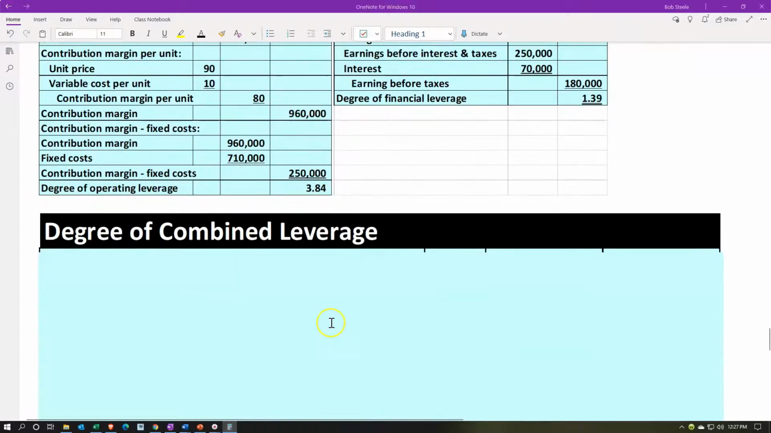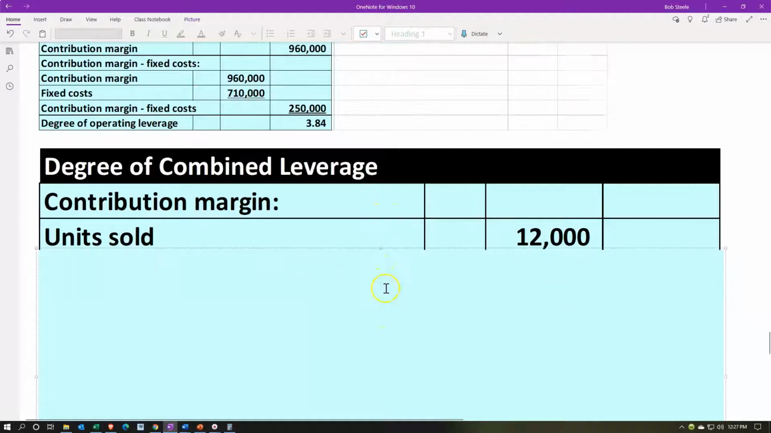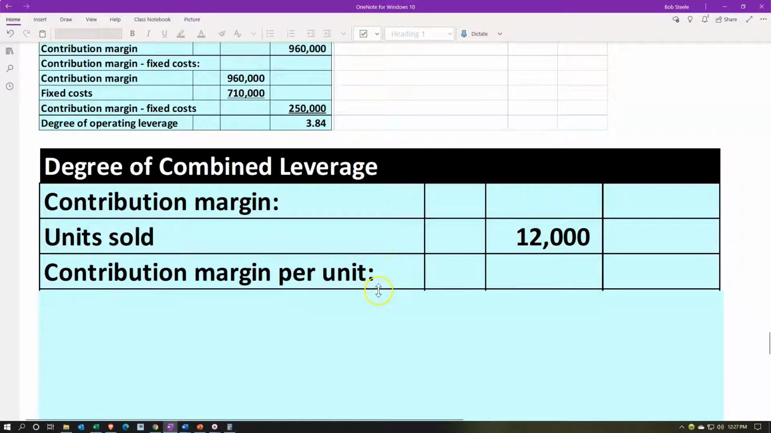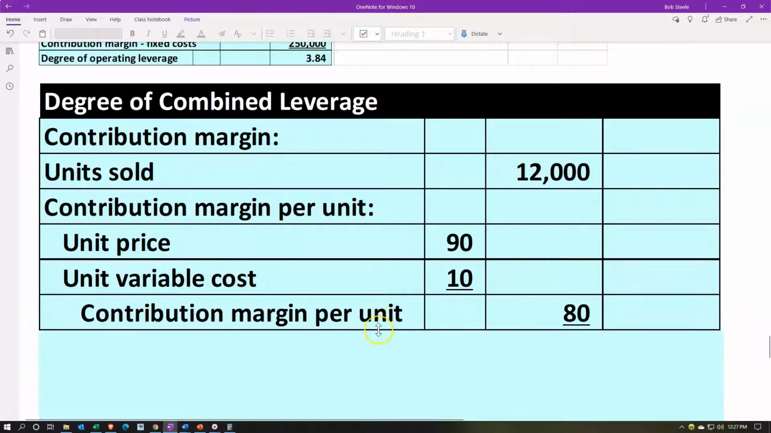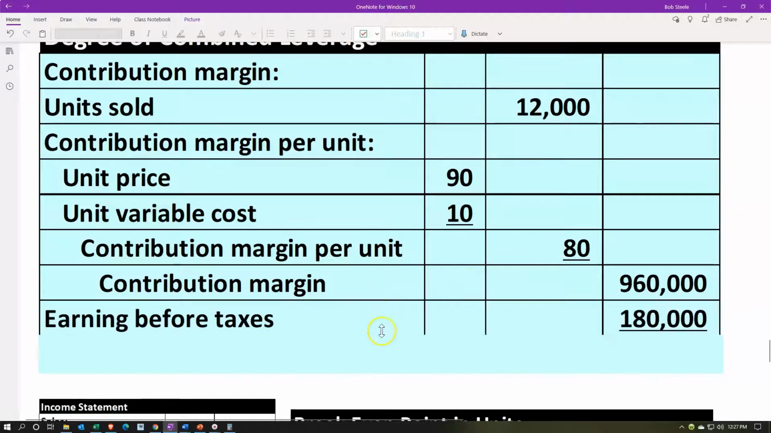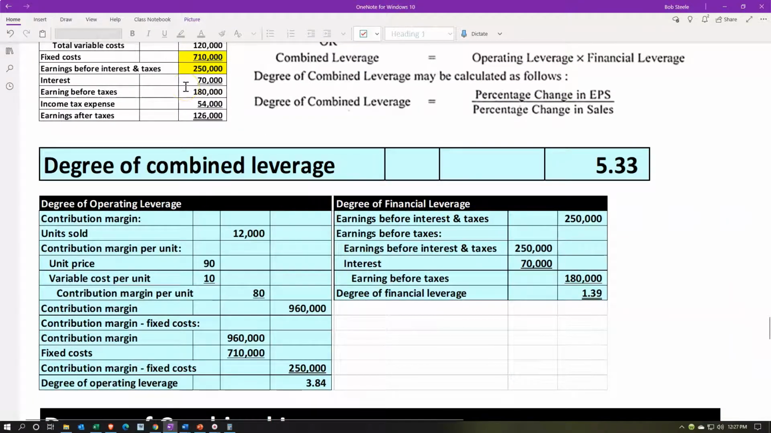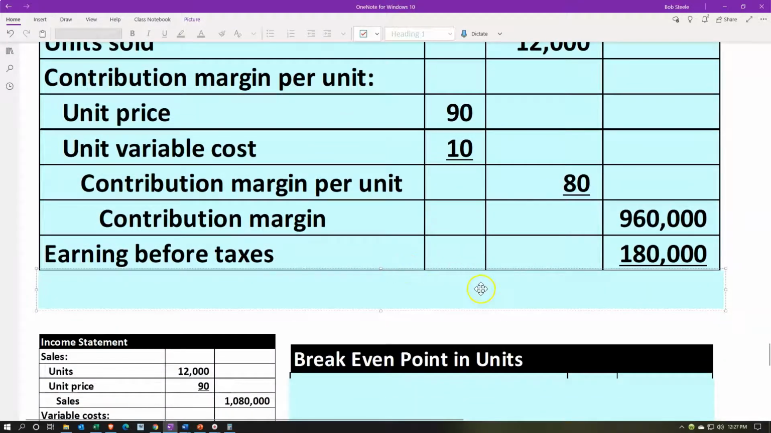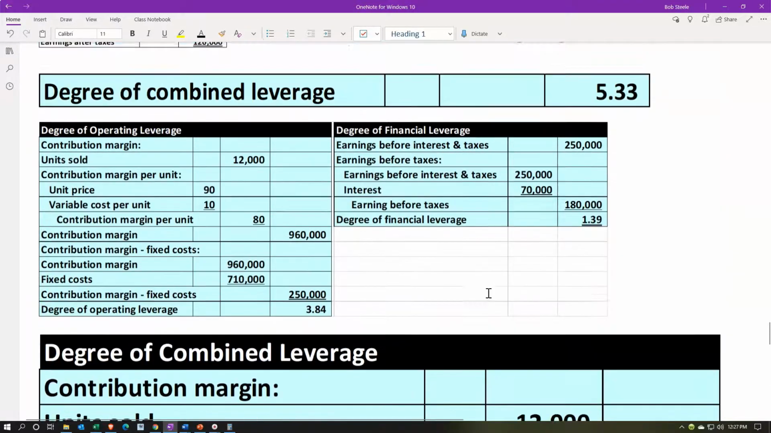All right, then we can calculate that again. We can also calculate it by taking the contribution margin. So that's going to be the units times the contribution margin per unit, price minus the variable cost per unit. Now we have $80 as opposed to what I believe it was 40 before. That's going to give us the 12,000 times the $80, or 960,000. 960,000 divided by the earnings before taxes, that being the 180,000. And if we divide that out, we're going to get back to our 5.33. So that's another way we get back to, once again, the 5.33.